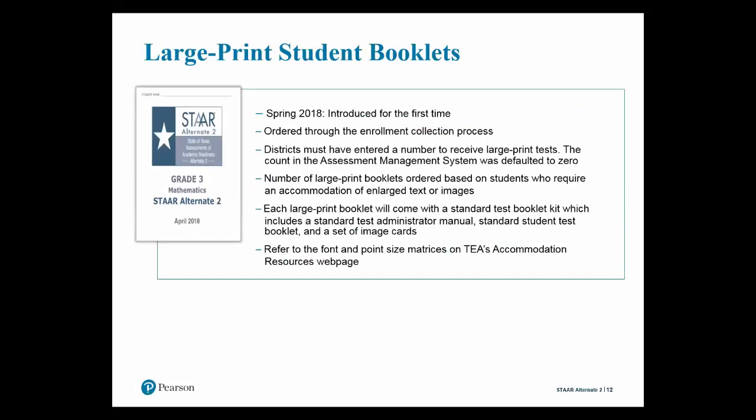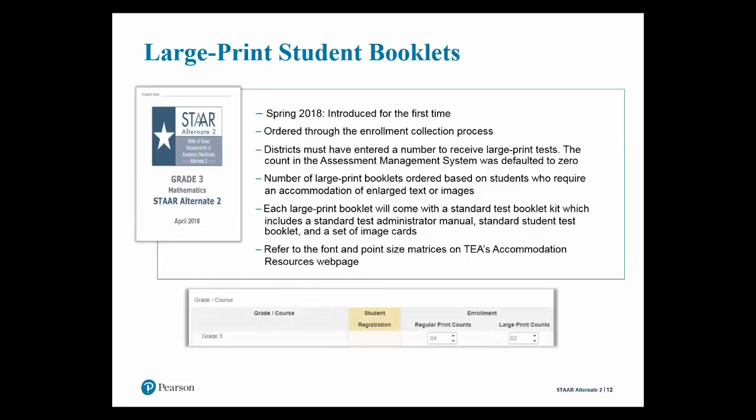Also new for this year are large print student booklets. During the enrollment collection process, there was a section there for you to enter in your large print counts, and the number of large print booklets were based on the students who required an accommodation of enlarged text or images. So each large print booklet is going to come with a standard test booklet kit, which we talked about there. That's going to have that standard test administrator manual, the standard student test booklet, and a set of image cards. And if you have any questions as far as the font and point size of the large print material there, you can refer to the TA Accommodation Resources webpage, and they have additional information on the font and point size.